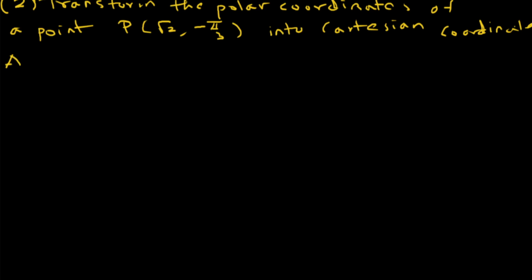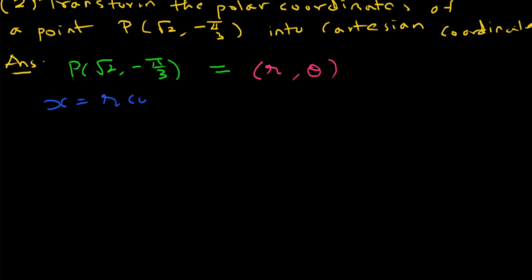What we do first is, here we have P (root 2, minus pi by 3). This is actually your r and theta. So what is the value of r? It is root 2. And what is the value of theta? It is minus pi by 3. And we know the relationship between Cartesian and polar is x is equal to r cos theta and y is equal to r sin theta.